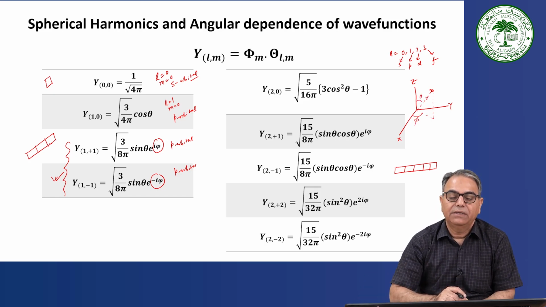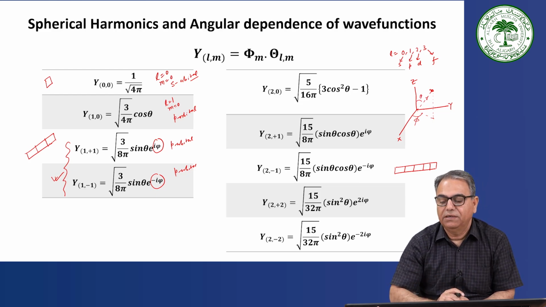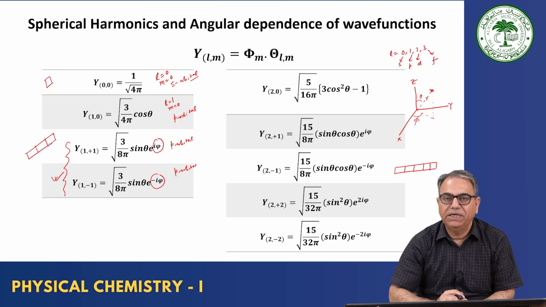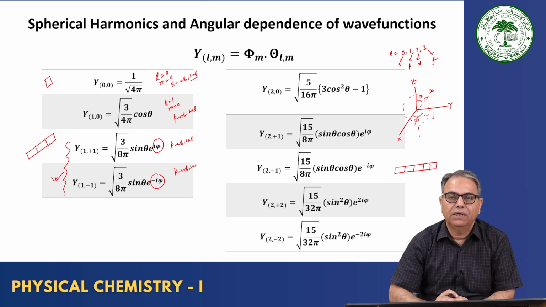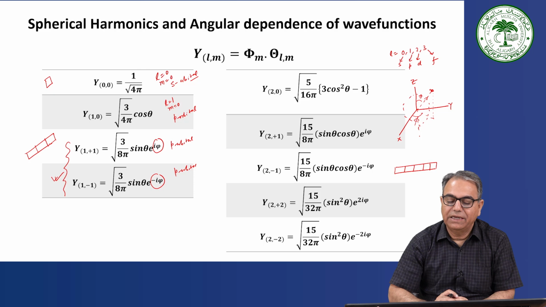Now I say that in case of Y0,0, you do not have theta and phi. What does it mean? All values of theta are equally probable. It could be anything. So the function could be anywhere, right from plus z to minus z, in this direction or in this direction. It is possible. So it doesn't depend upon theta and phi, and that is why the s orbital is spherical.